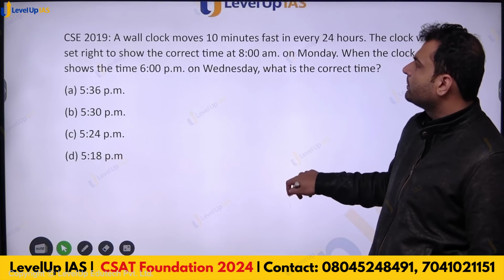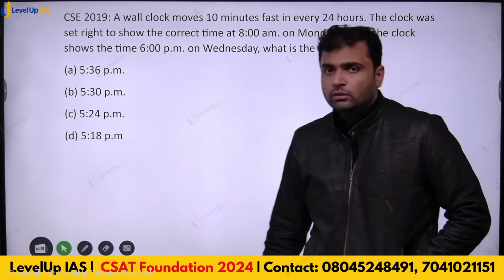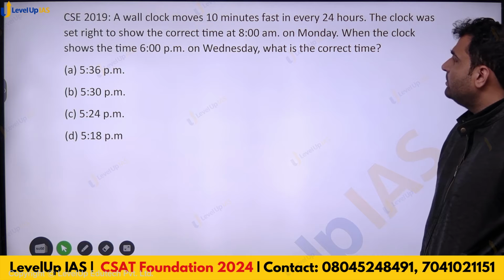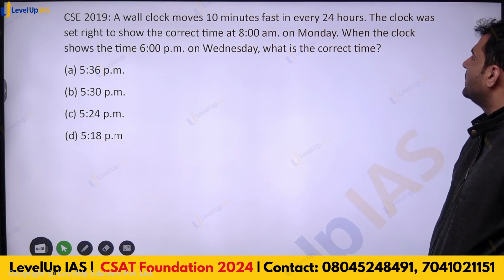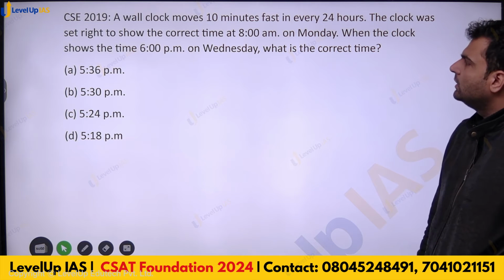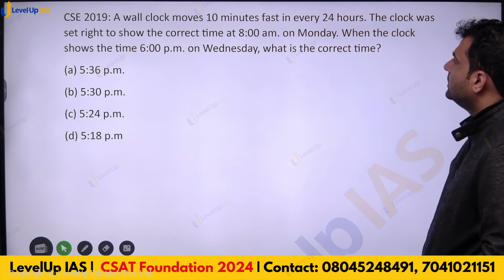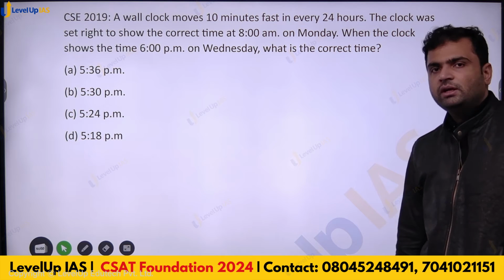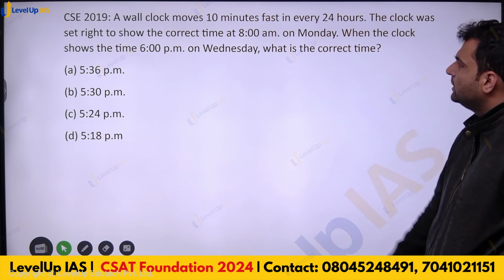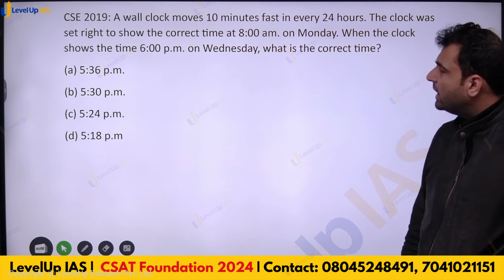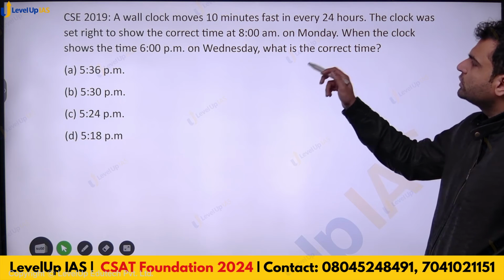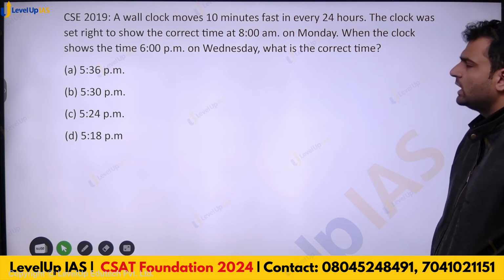Next question. A wall clock moves 10 minutes fast in every 24 hours. The clock was set right to show the correct time at 8 a.m. on Monday. Okay, fine. The clock moves 10 minutes fast in 24 hours. It shows correct time at 8 a.m. Monday. Then when the clock shows 6 p.m. on Wednesday, what is the correct time?